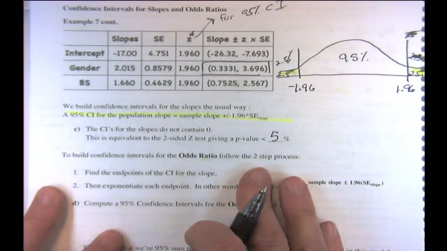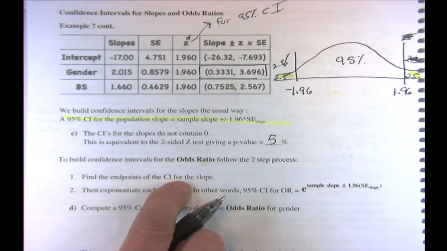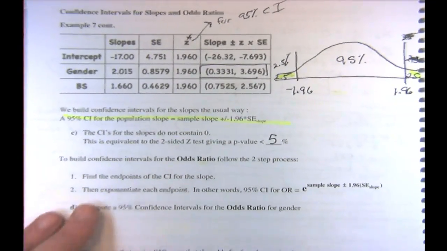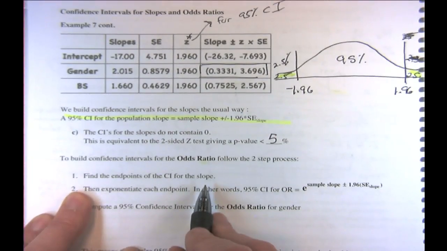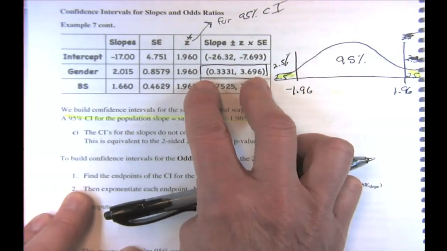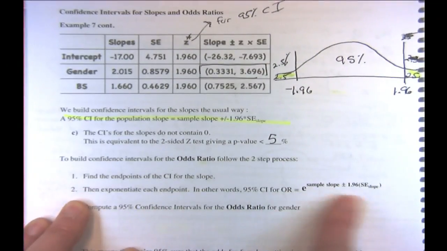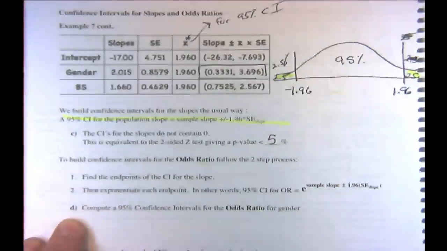And then to build a confidence interval, okay, so this is for the log odds, but it's more intuitive to build it for the odds. So we have to exponentiate each side, so we find the endpoints of a confidence interval for the slope, like here, and then you just anti-log both sides. Right? So we can do this. We can make sure we get the same thing as that. So we'll just do it.